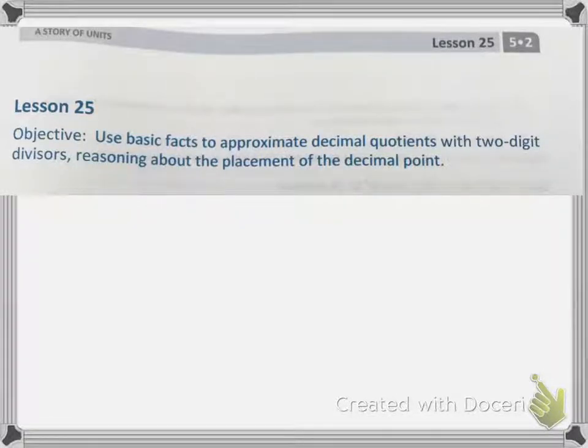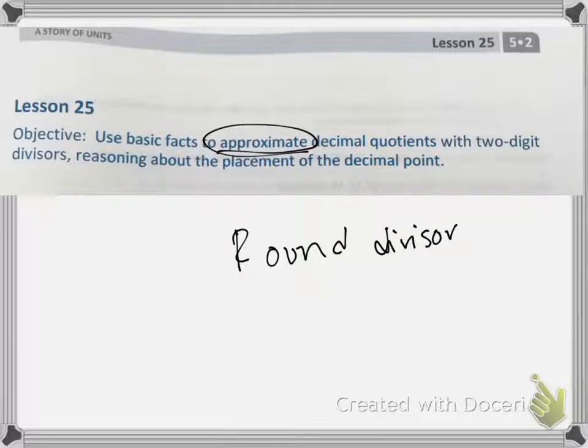Today we're working on Lesson 25, Use Basic Facts to Approximate Decimal Quotients with Two-Digit Divisors, Reasoning about the Placement of the Decimal Point. Now, we've already approximated before when it came to dividing, so really that's all we're doing again. We're just approximating. We're going to round the divisor. Then we're going to approximate or estimate that dividend to a multiple of the divisor.